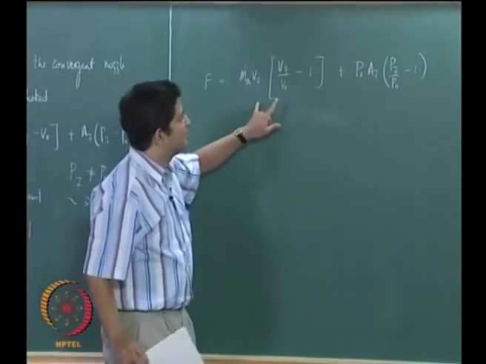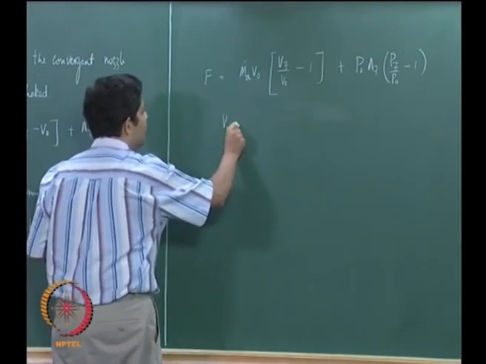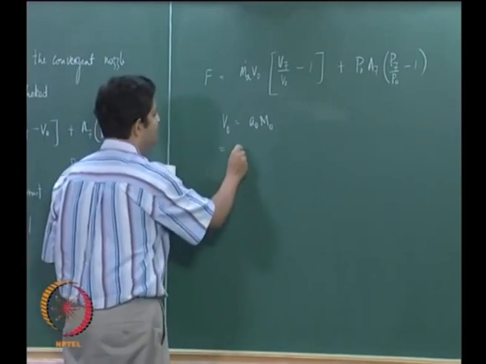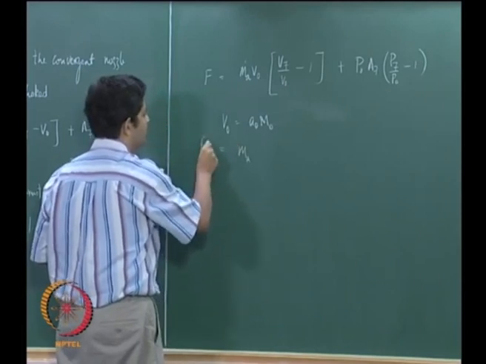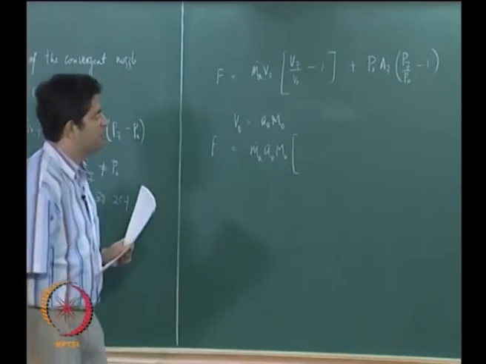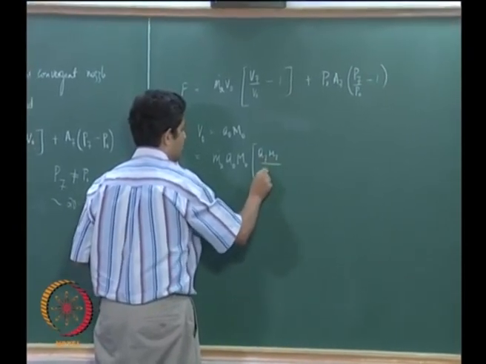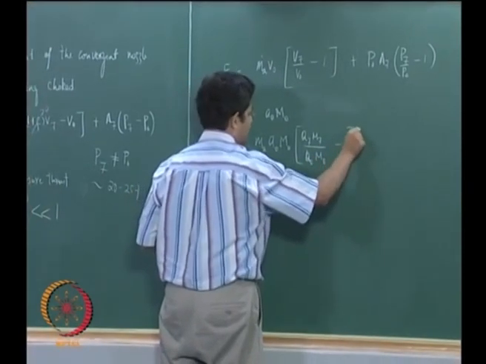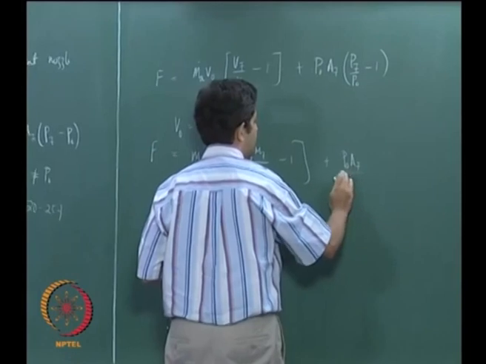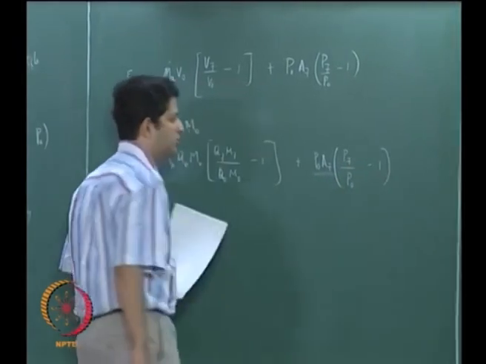Now this portion we can simplify as we had done earlier, but in addition we have another component here. So what is it that we do? V naught is equal to M naught times a naught. So if you put that, F is equal to m dot a naught M naught, and V 7 by V naught I can express as a 7 by a naught.